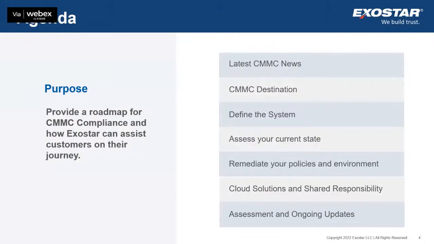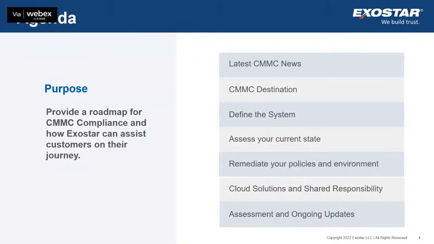So over the next 45 minutes or so, this is the agenda I'll be covering. I'm going to give just an update on the latest CMMC news. We're going to talk a little bit about trying to decide which level of CMMC you need to fulfill, that level 1, level 2, or level 3. We're going to discuss how do I define the system that I actually need to be compliant.